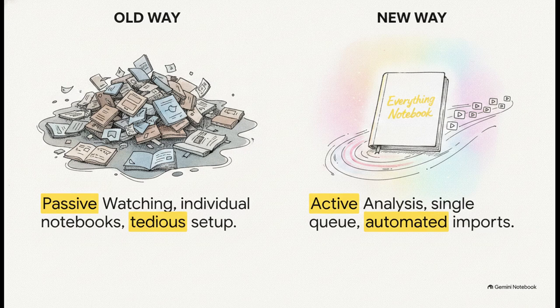So this is the massive shift we're making today. We are completely upgrading your workflow. We're moving away from the old way, passive watching, fragmented information scattered across a dozen individual notebooks, and that tedious setup process. Instead, we're shifting to the new way. This is all about active analysis. It uses one single unified queue, and the absolute best part? It uses automated imports. This isn't just a minor tweak to how you do things. It is a massive productivity upgrade that takes you from being a content hoarder to a highly efficient knowledge extractor.